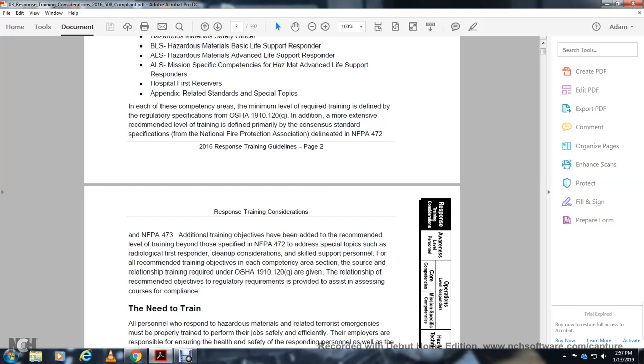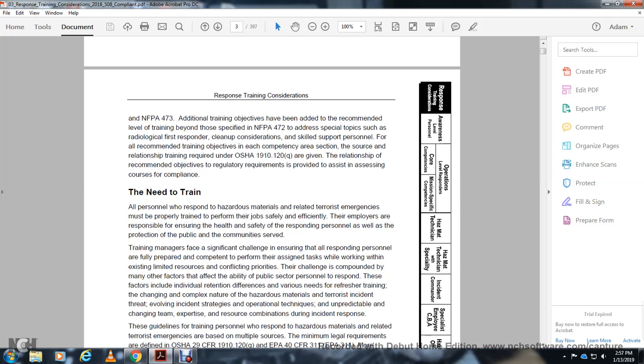For all recommended training objectives for each competency area, the source of the relationship to training required by OSHA 1910.120(q) is given. The relationship of recommended objectives to the regulatory requirements is provided to assist in assessing the course for compliance. All personnel who respond to hazardous material incidents related to terrorist emergencies must be properly trained to perform the job safely and efficiently, with the employer responsible for ensuring the health and safety of responding personnel as well as the protection of the public and communities served.